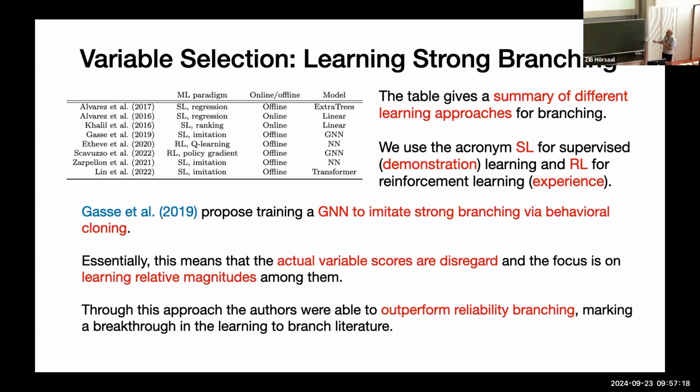So in the paper of 2019 and in the follow-up papers, for the first time, the authors were able to actually outperform reliability branching under certain conditions.